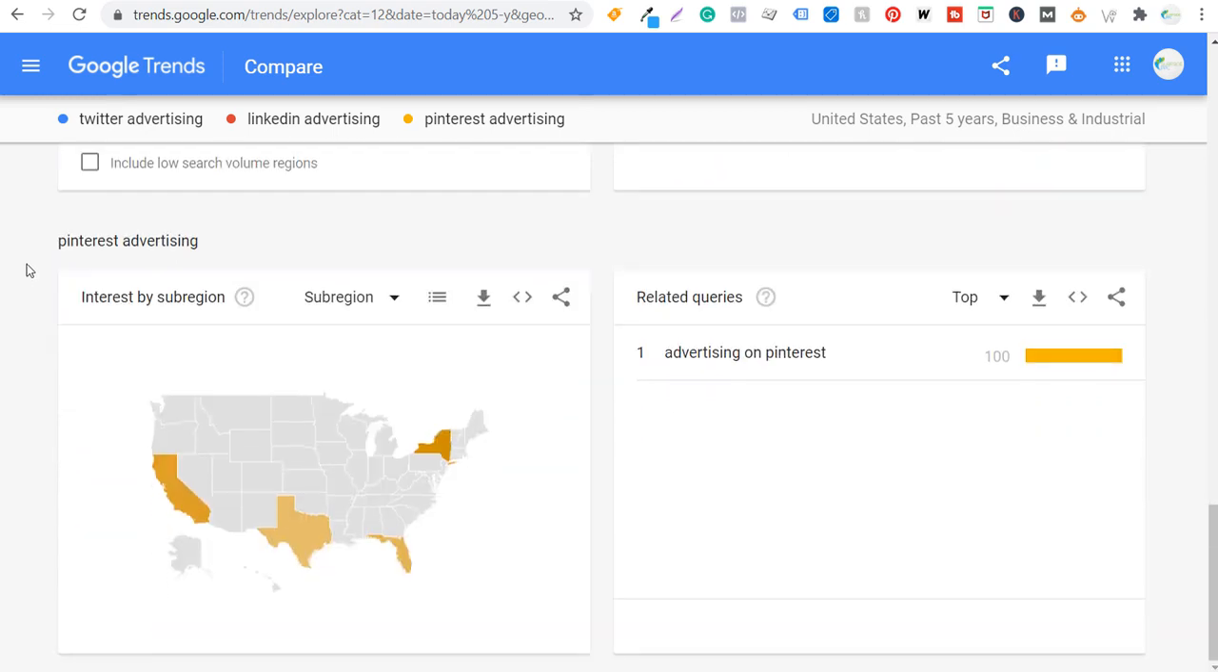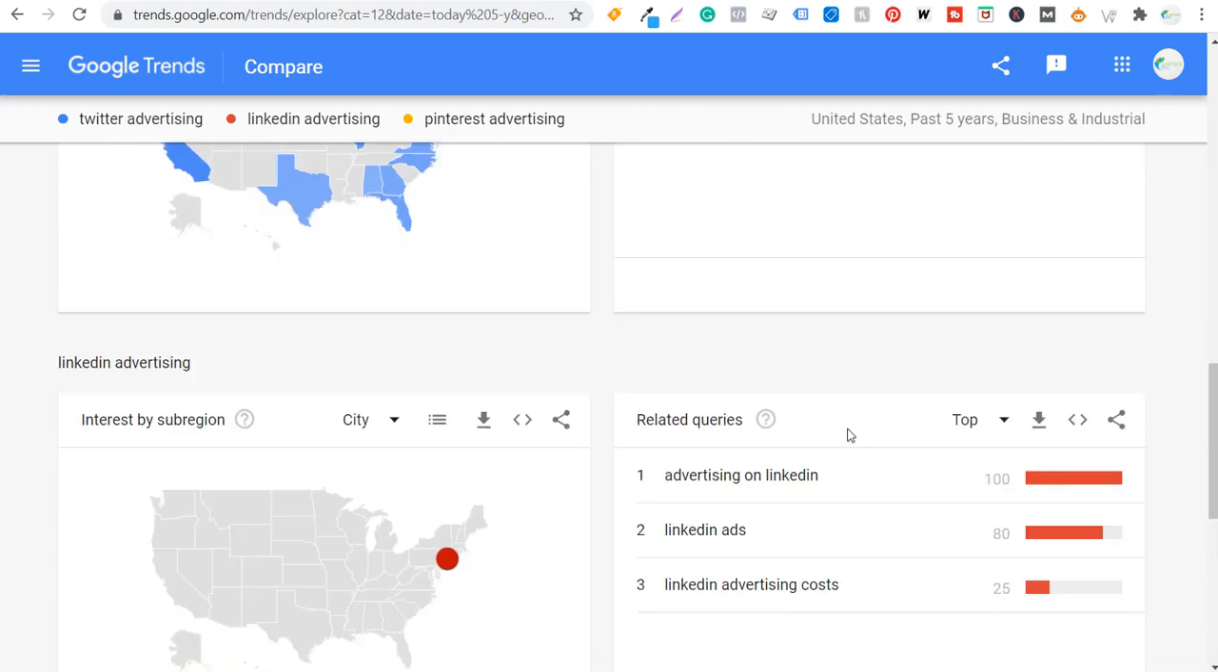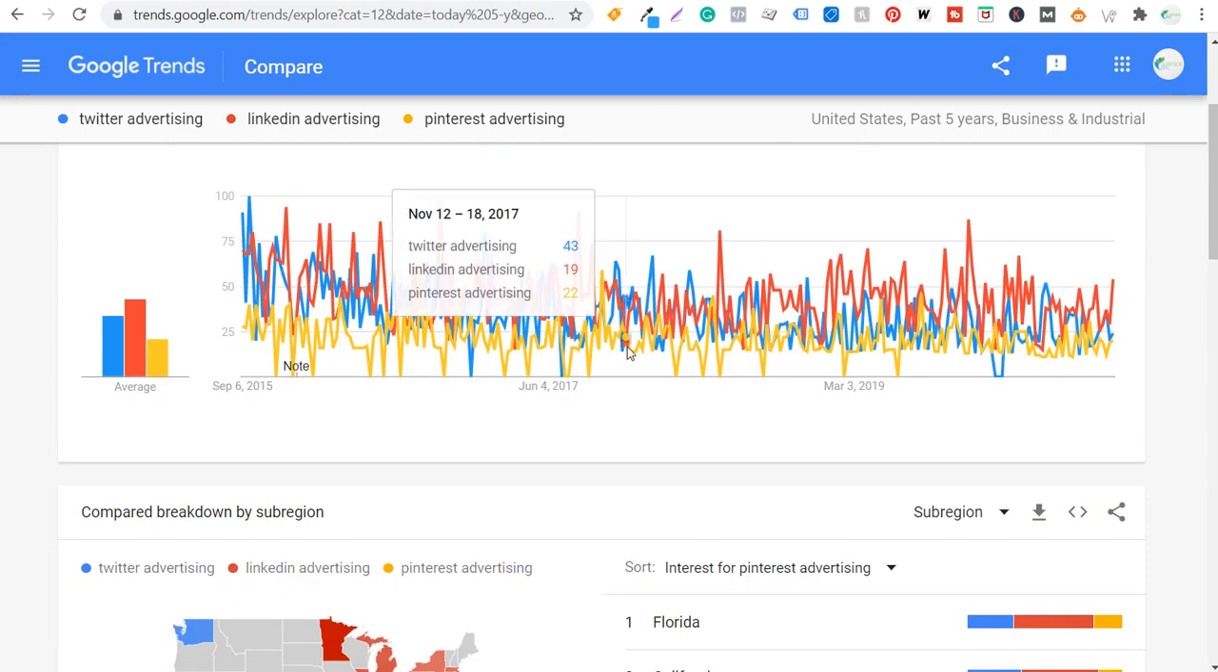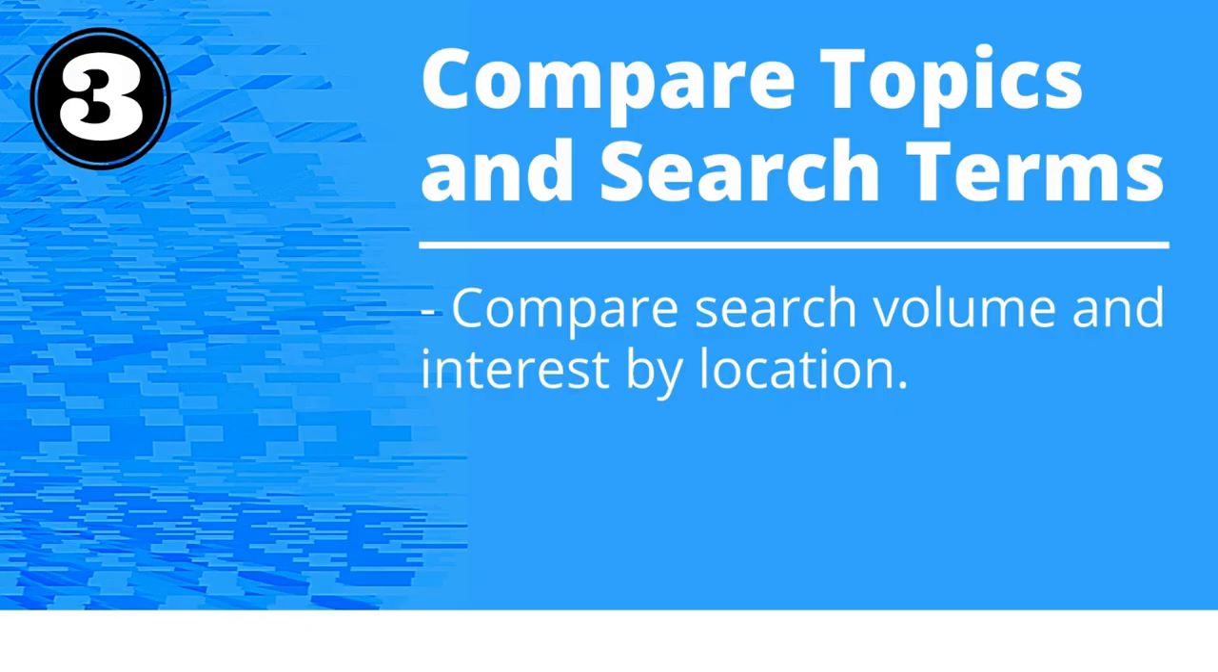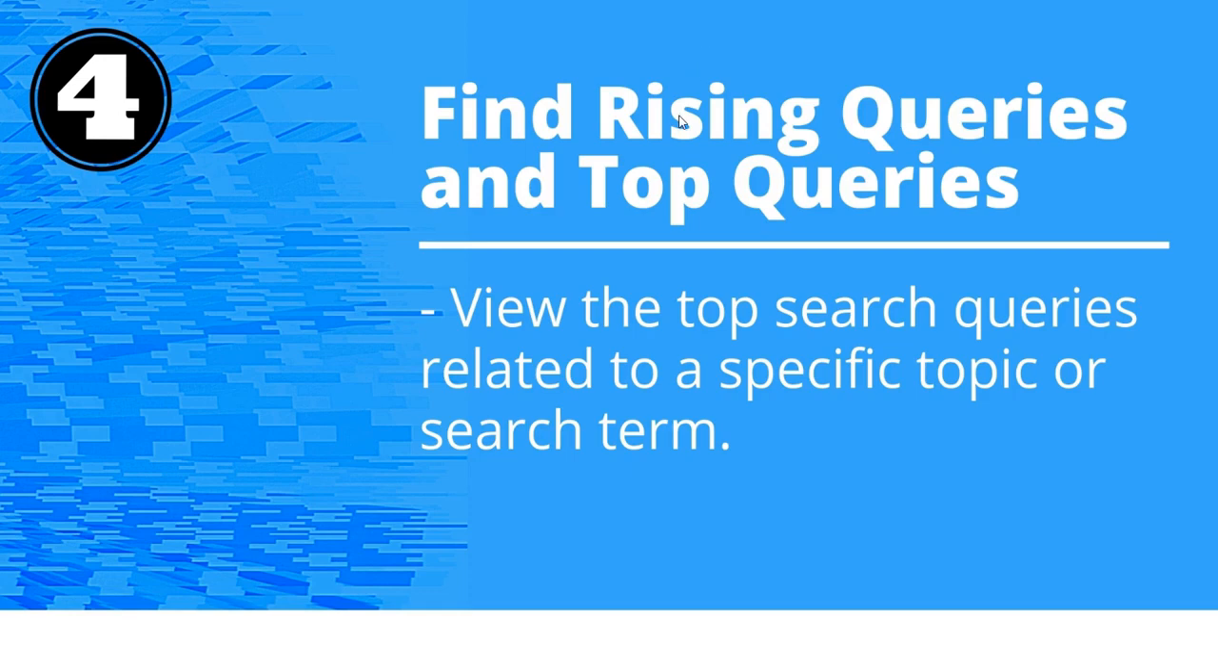So if we keep coming down, we have Pinterest advertising. So pretty much just 1 search query. So it's not really all that helpful when it comes to keyword research or really finding good search volume data. I would prefer to just use the Google Keyword Planner for that. So when you're using some of these different search terms or topics to compare to see maybe overall search volume or maybe finding some top search queries, you're not always going to find a ton of ideas by using Google Trends.